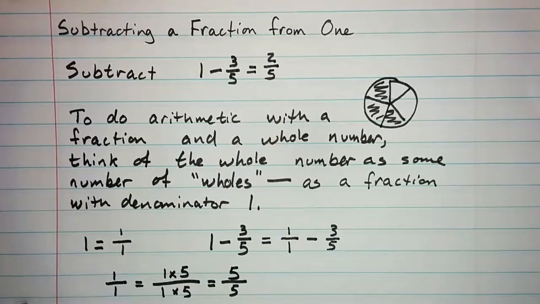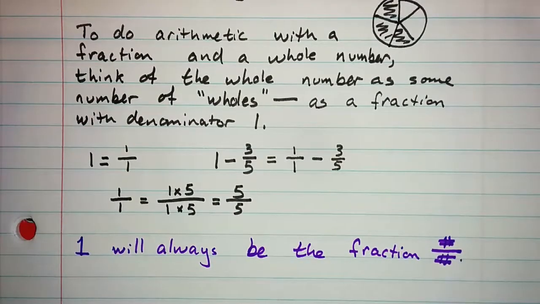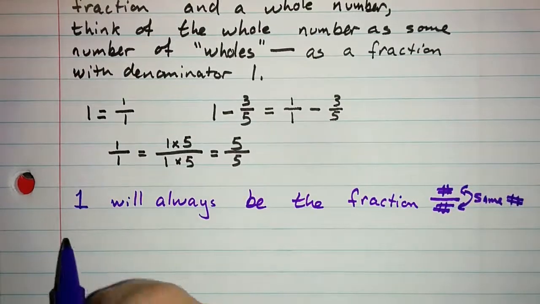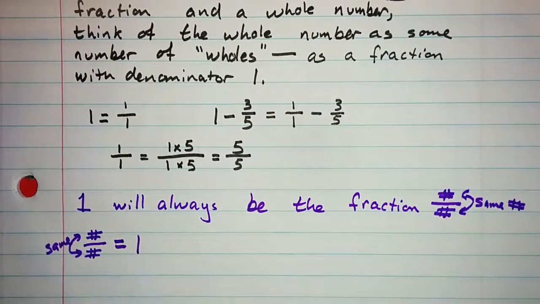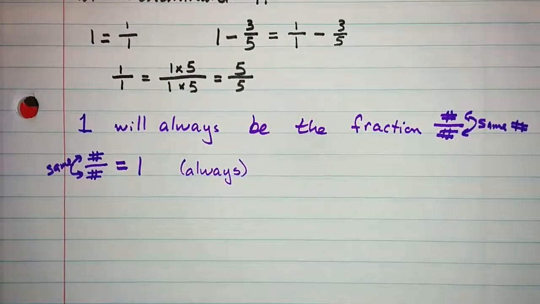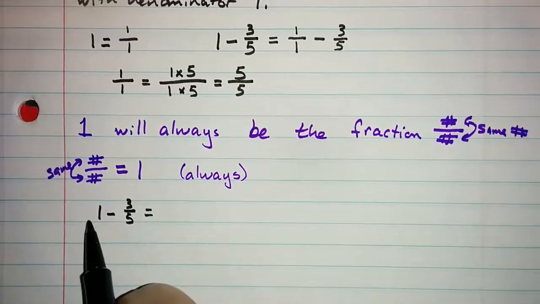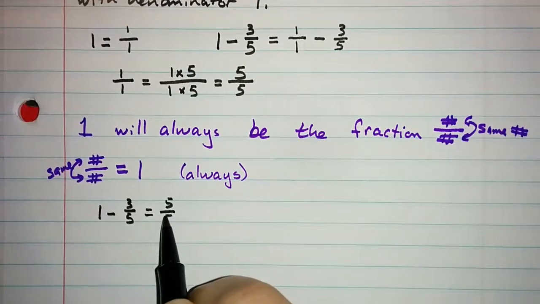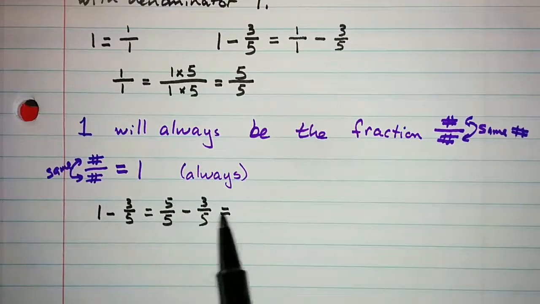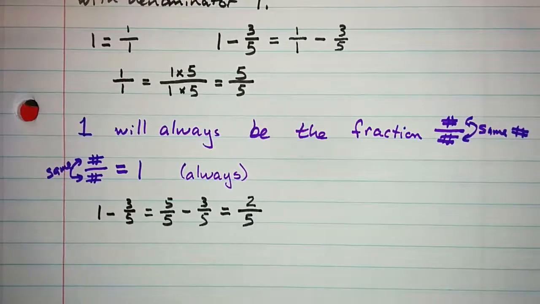This is always going to happen with 1, right? 1 will always be the fraction with the numerator and denominator the same. And the other way around, right? Any number over itself will always be 1. This idea is going to come in handy in several places, but right now it's going to come in handy in trying to subtract 1 minus 3/5, because we know that 1 is 5/5. And of course then that difference will be a number of fifths. How many? 5 minus 3 is 2, just as we saw from the picture.